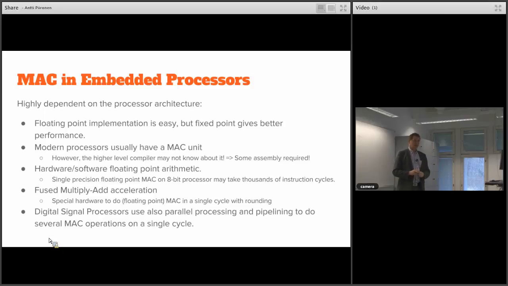Okay. Modern processors usually have a separate multiply accumulate unit, just because, well, signal processing is used in quite a lot of applications. Embedded systems controllers usually have one, unless they are 8-bit, and even some of them actually have.